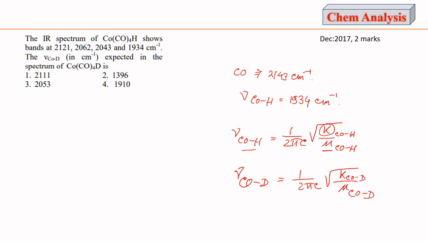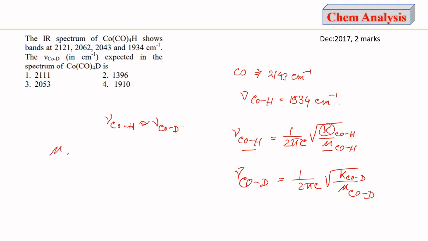Now the force constant for the cobalt-hydrogen bond and the cobalt-deuterium bond is not so much different. The cobalt-deuterium bond is slightly stronger than the cobalt-hydrogen bond, but the difference is not large. So we can consider the force constants to be quite similar. Now we have to calculate mu for the cobalt-hydrogen bond as well as mu for the cobalt-deuterium bond.